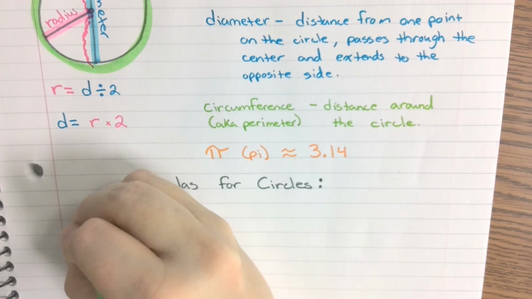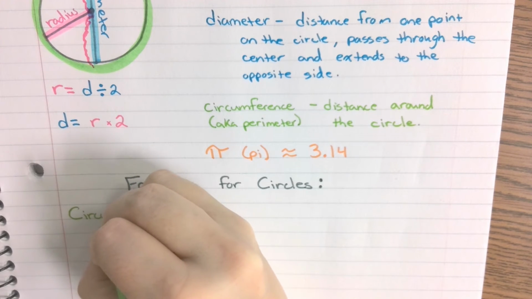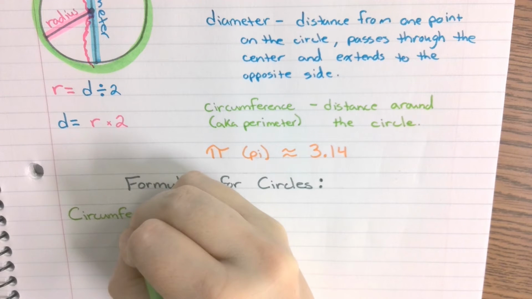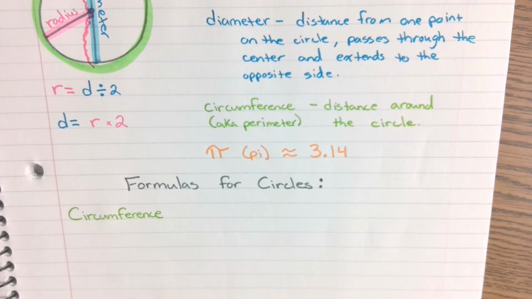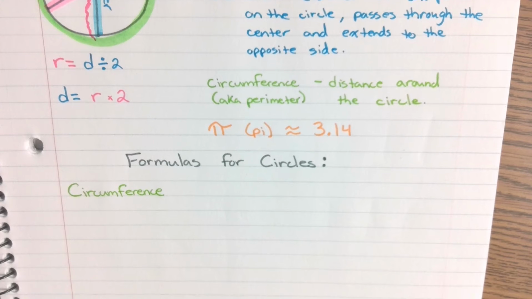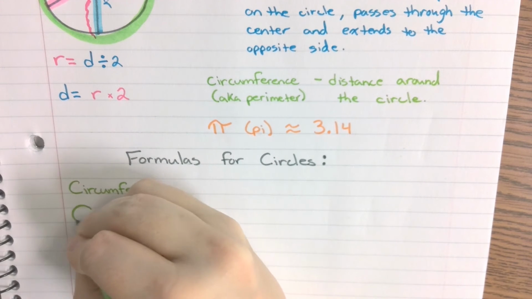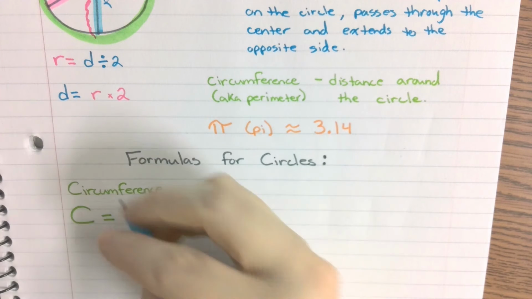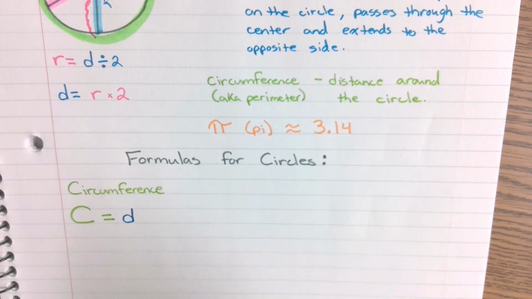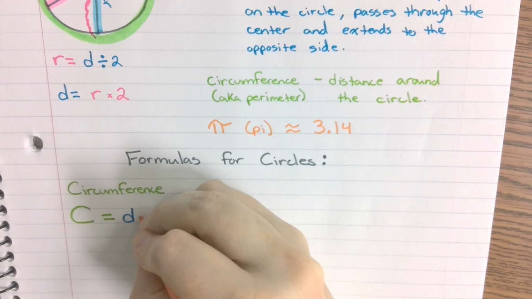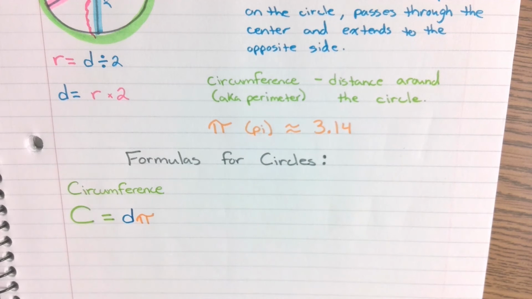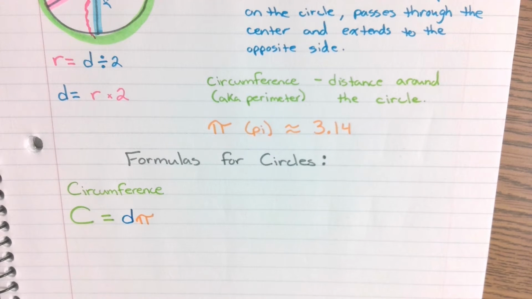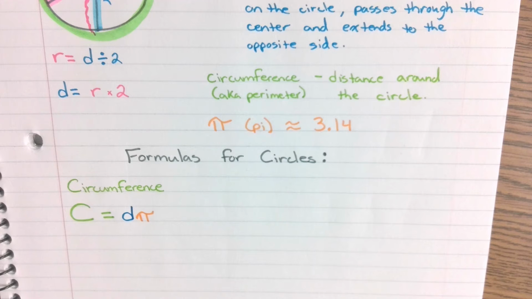Okay, so let's talk about the circumference formula. With the circumference formula, we call that C, big C. The circumference formula is taking the diameter, D, and multiplying it by pi. You take the diameter, D, and you multiply it by pi.